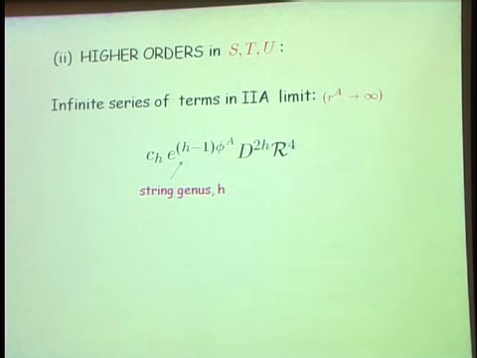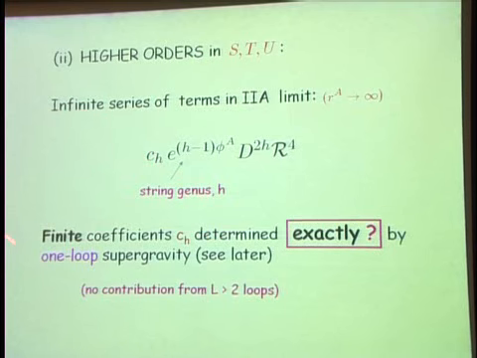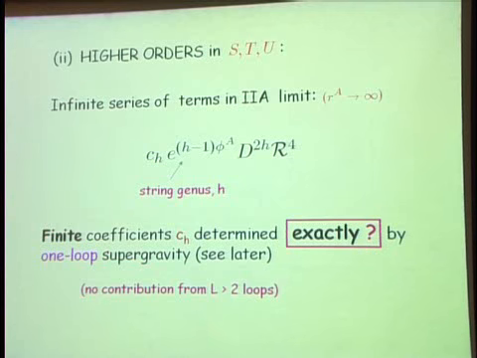But for my arguments I'm going to give later, we have a suspicion, but it's no more than a suspicion, that these coefficients are actually exact, meaning that even though I'm only considering one-loop supergravity in 11 dimensions, there is an infinite series of coefficients which are determined exactly and don't get contributions from higher loops.